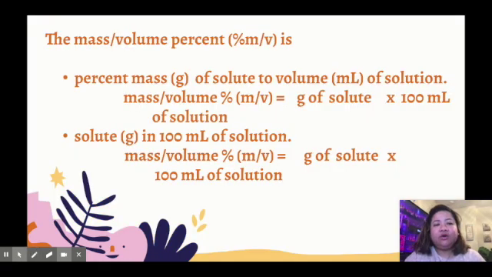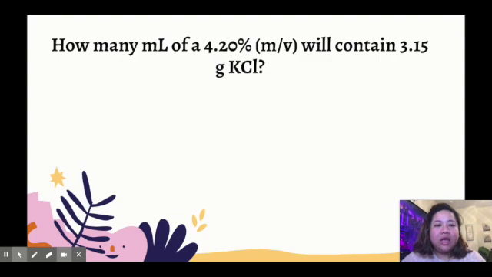Now let's have the third one, which is the percent by mass and volume. The percent by mass and volume is equal to the mass of solute times 100 of a solution. So here it is a little complicated because we need a conversion factor of the mass and the volume since they are of different quantities. Now let's have this example. How many ml of 4.20% mass by volume will contain 3.15 grams of potassium chloride?